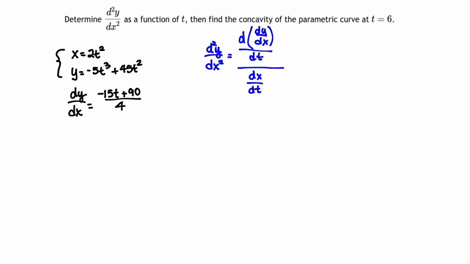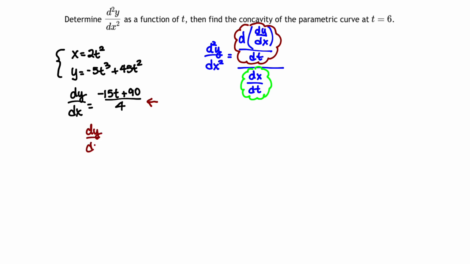So we have two parts to it. We have our first part, our numerator piece, and then we have our denominator piece. Let's focus in and zoom in first of all on our numerator. The numerator says we want to take the derivative of the first derivative with respect to t. So let's focus in here on our first derivative, dy/dx. I think I want to rewrite that.